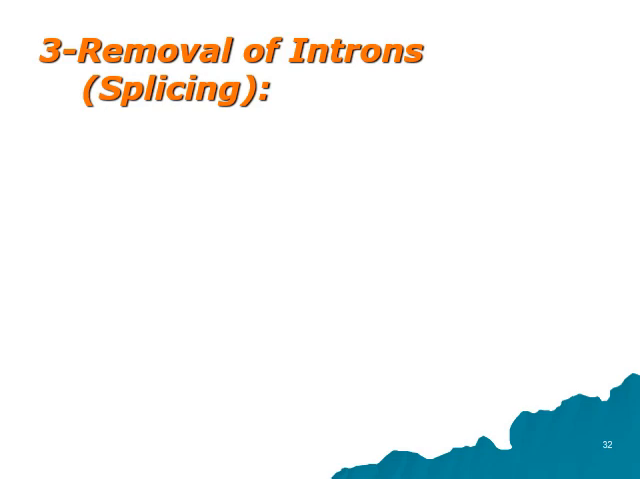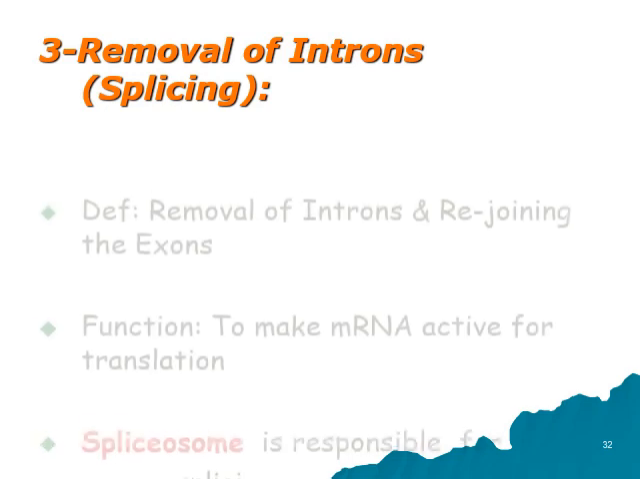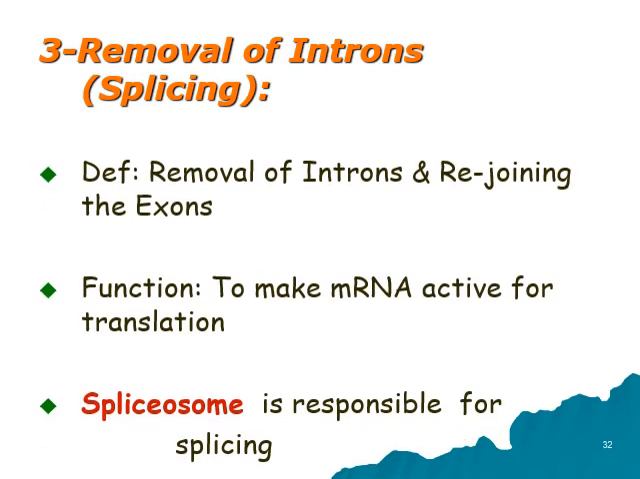Number 3, removal of introns أو splicing. Definition: removal of introns and rejoining الإكسونز. The primary messenger RNA transcript عبارة عن coding sequence اللي بنسميها exon interrupted by non-coding sequence اللي اسمها الانترونز. Splicing here we remove الانترونز and rejoining الإكسونز again to make messenger RNA active for translation. Spliceosome is responsible for splicing.